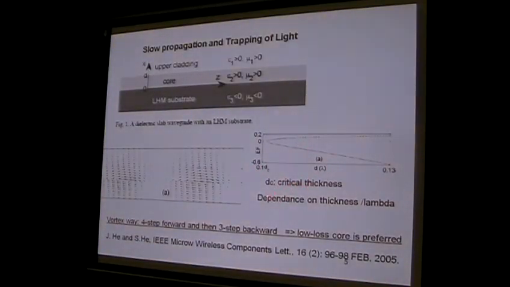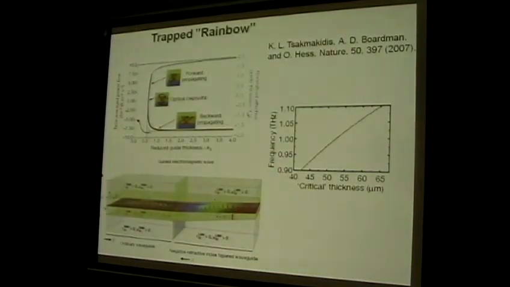As I mentioned, the group velocity depends on the critical thickness normalized by wavelength. So the critical thickness will stop the light. However, if your wavelength changes, then the critical thickness will certainly change proportionally. So if you take a tapered structure, different thicknesses serve as different critical thicknesses for different wavelengths, and different wavelengths will certainly be trapped at different positions.